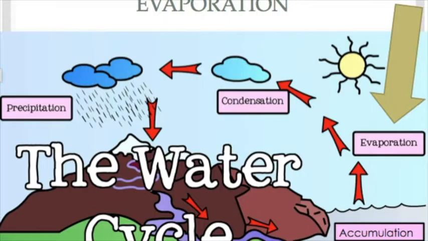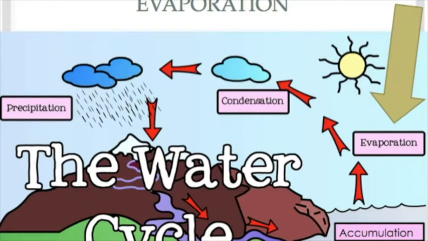Do you ever notice what happens when it gets sunny out after it rains? What happens to the puddles? Pause the video and write down what you think happens. Did you write down that the water disappears? It does. The water in puddles disappears, and this is another step in the water cycle, called evaporation.